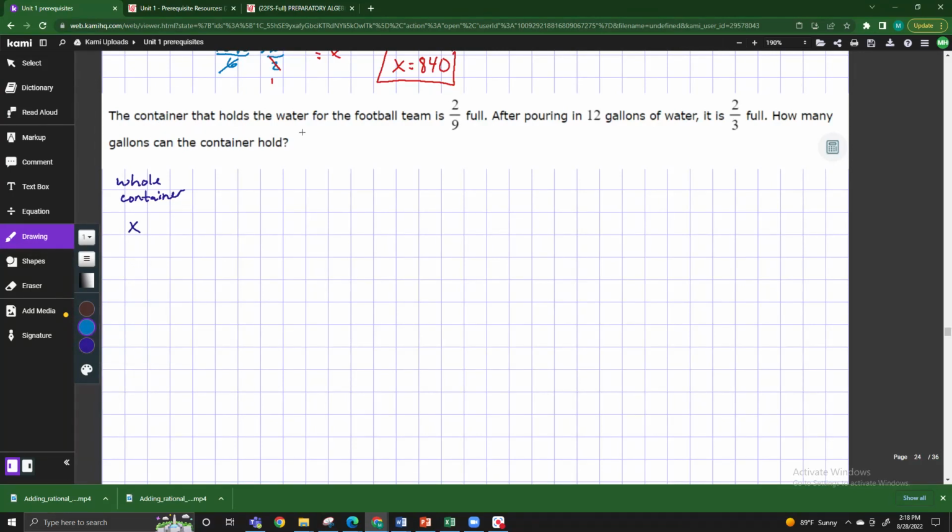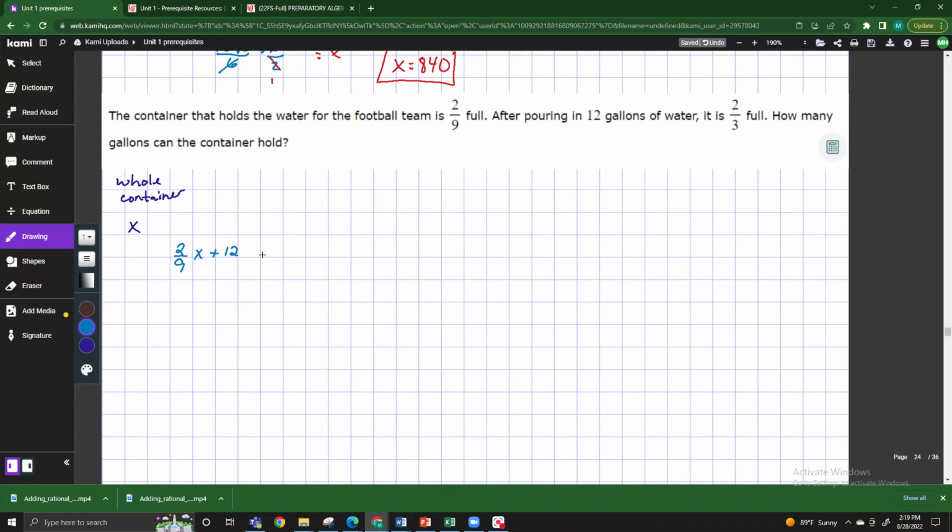The container that holds the water for the football team is 2/9 full. So I'm starting with 2/9 of the container. So 2/9 X is what we started with. They're going to add 12 gallons of water. So plus 12 gallons, which makes it now 2/3 full.